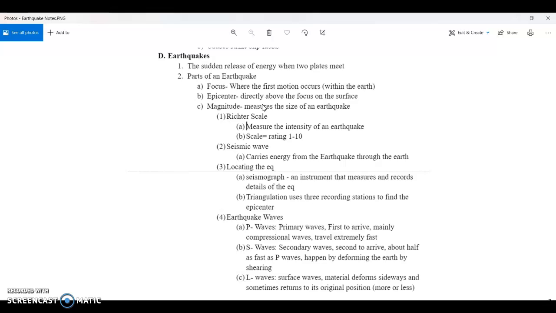Magnitude measures the size of an earthquake, and it's measured on a scale called the Richter scale, and it's an intensity of 1 to 10. Earthquake waves are called seismic waves. They carry energy from the earthquake through the earth.